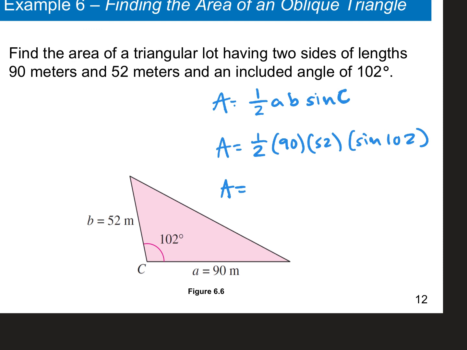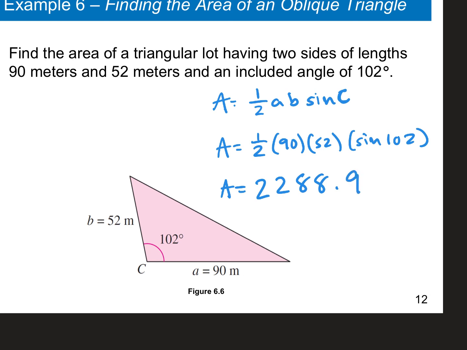Do you have to do it in like that order? It doesn't have to be in this order. If you want to, you can say 90 times 52 times sine of 102 divided by 2. So when multiplying, it doesn't matter the order. So I got 2,288.9.